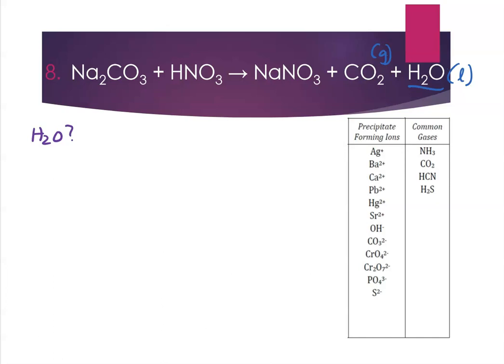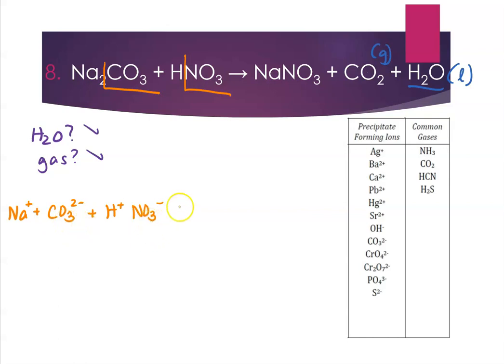So in this particular case, since it did, we have H2O and we have a gas. Go team. Okay, so we separate out anything that is not CO2 or H2O. All right, so Na is going to be a 1 plus, and then all of that is together. This is CO3 2 minus, and then H is 1 plus, and then all of that is together, and NO3 is 1 minus. CO3 is carbonate. We can find it on the back of the periodic table. NO3 is nitrate. We can also find that on the back of the periodic table.